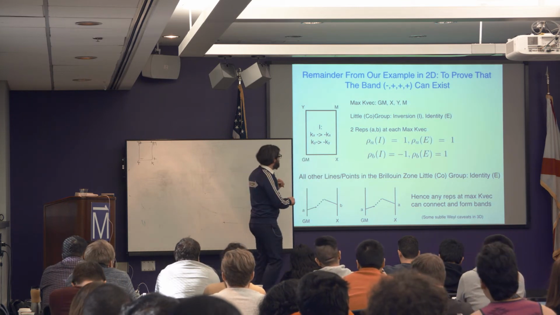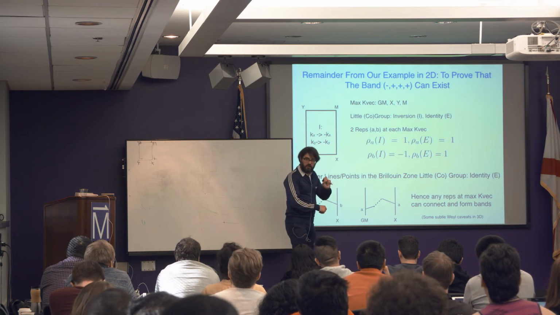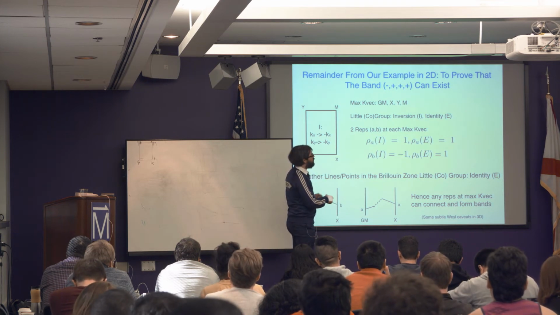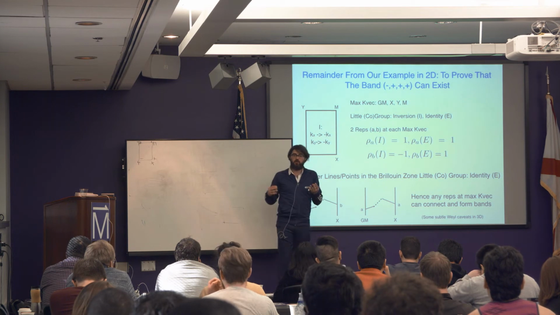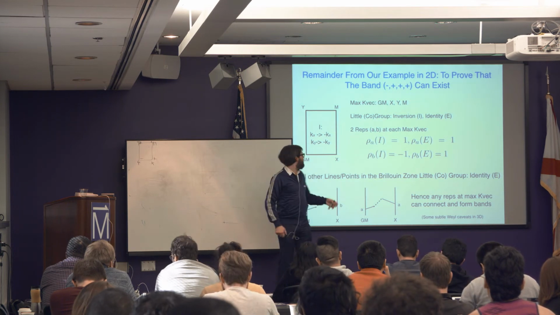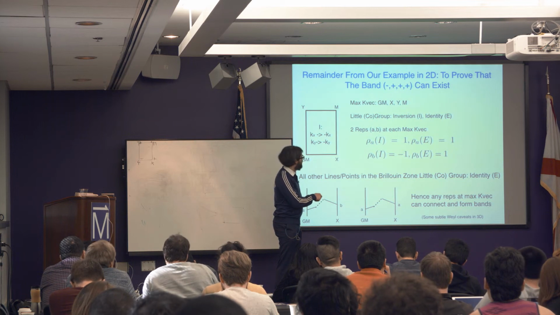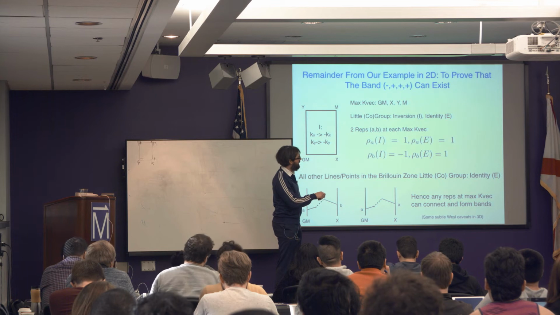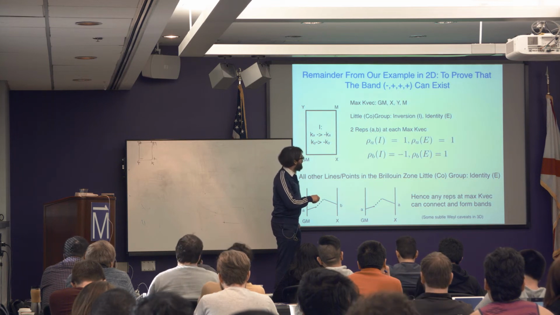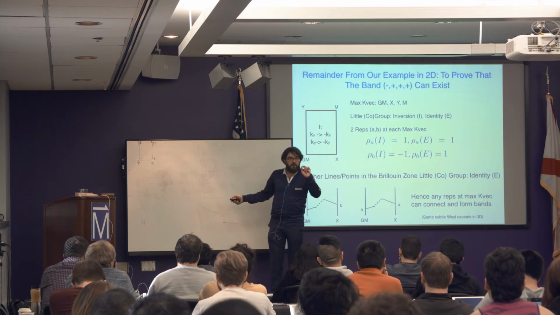Now representations here in the wave function, there's 2 of them. At each maximal k vector, 2 of them possible. Okay, minus and plus. The minus one is the B representation. E is the identity operator. Forget about it, I just wrote it here. The minus one is the P in momentum space.